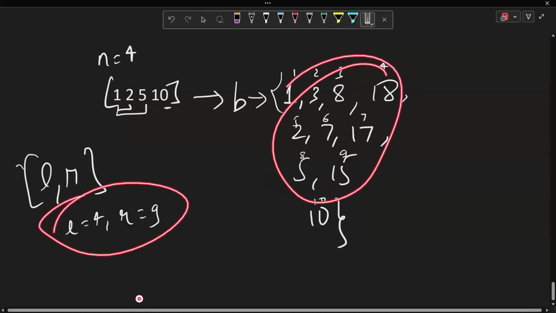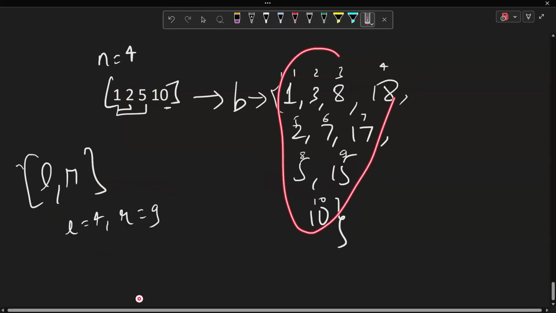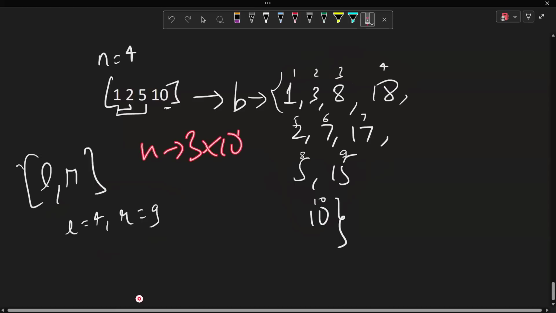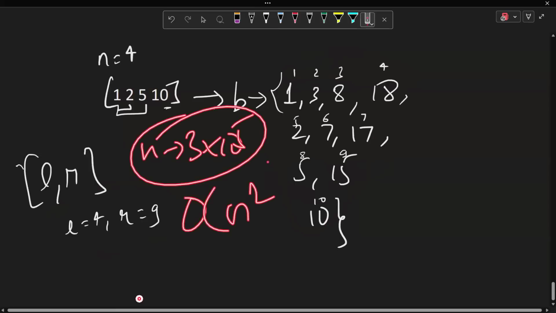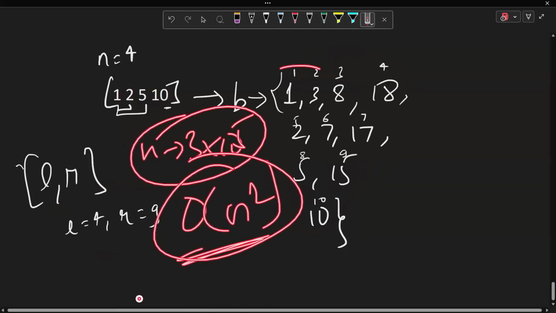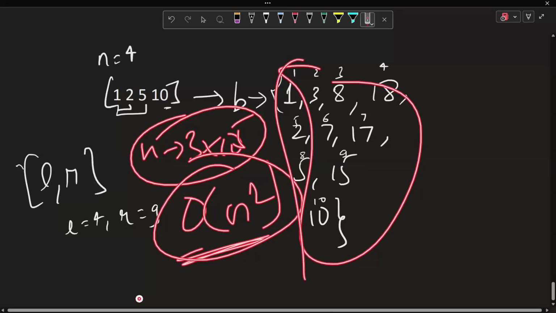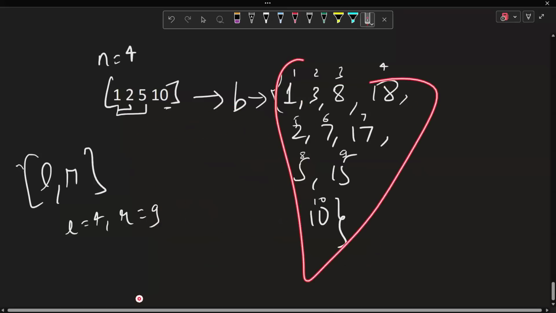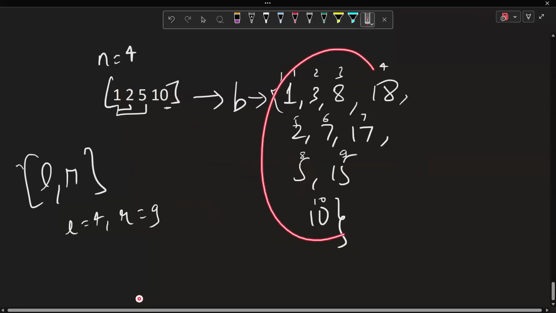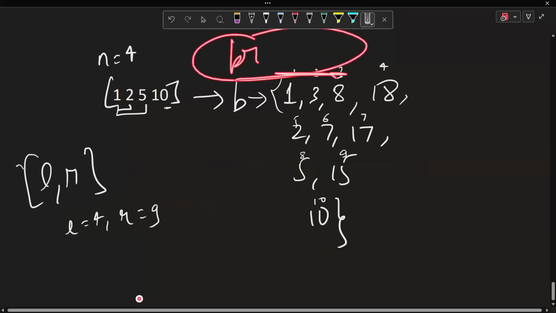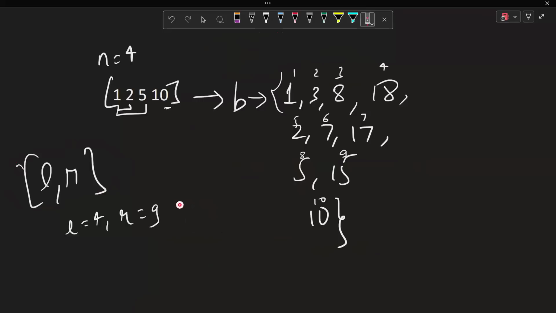Now you cannot do some brute approach. Even creating this array B is not allowed here because n is up to 3 into 10 to the power 5. So anything of order n square, the size of the array B is order of n square, so you cannot create this array B. That's the first thing. If we were able to create this array B, then just create it and compute a prefix array for this B. Through the prefix array, you can compute the sum of any range in order of 1. That would have been fine.